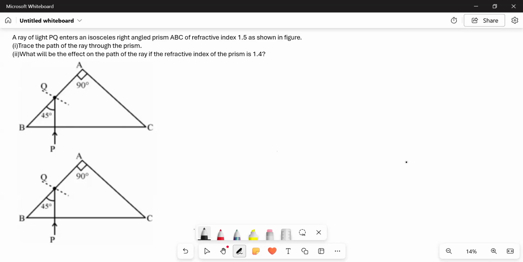Hi, this is a CBSE 12th Physics 3-mark question.